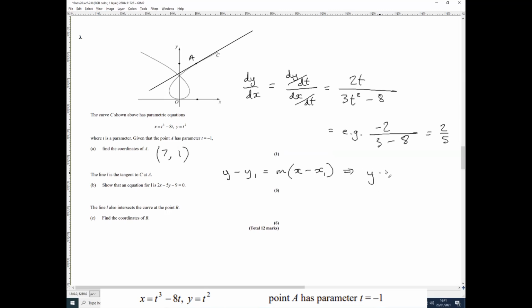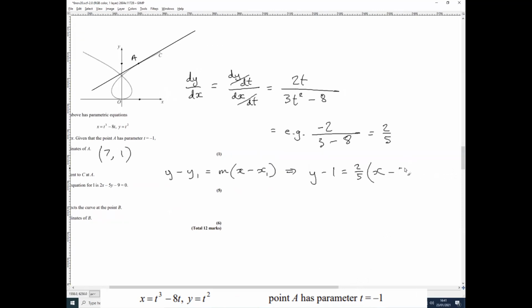So y minus that particular result of 1 equals 2 over 5 x take away 7. Yeah, that's right. Well done. So I times the y side by 5, so 5y minus 5, and then equals 2x take away 14. Then I brought the 5y and the minus 5 to the right, so I've got 2x take away 5y take away 9 equals 0.